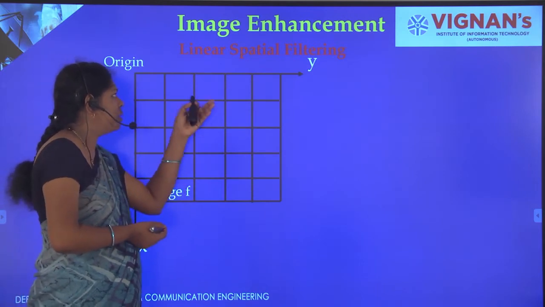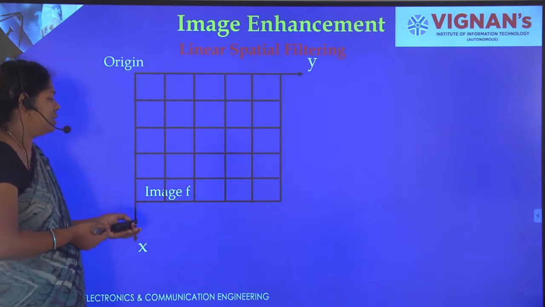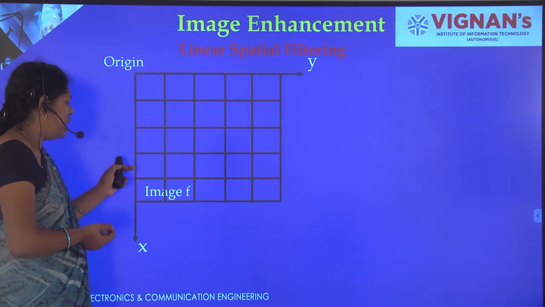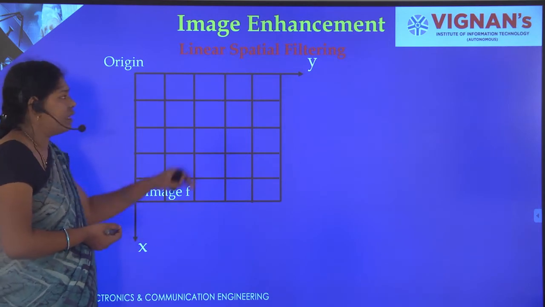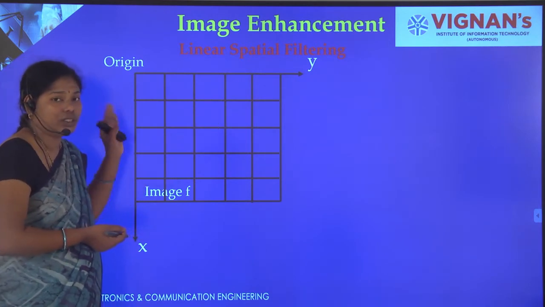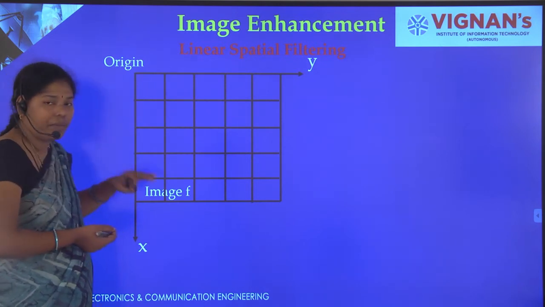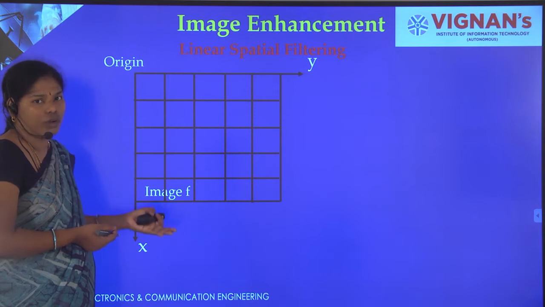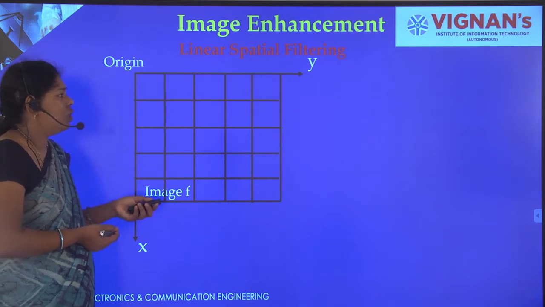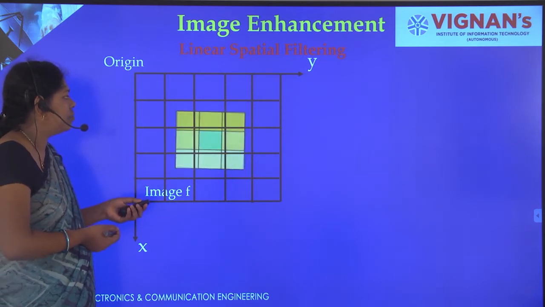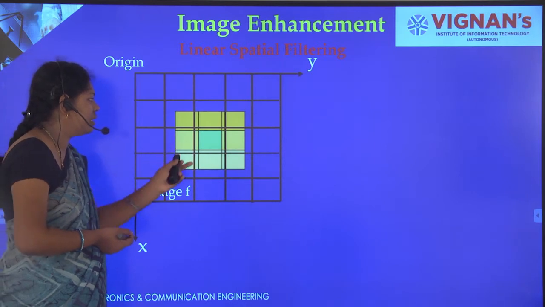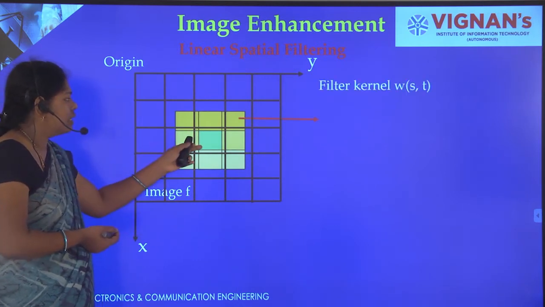Next, see the operation of linear spatial filtering. Now consider an image f with the coordinates x and y. You already know that an image is a two-dimensional image, and consider the origin. Now we are applying a kernel or window or mask. We are considering a 3 by 3 mask, and we are placing it at the position of center.